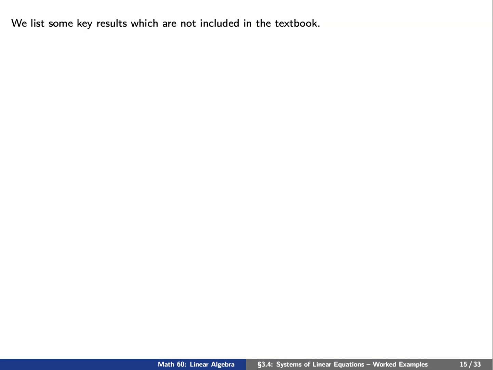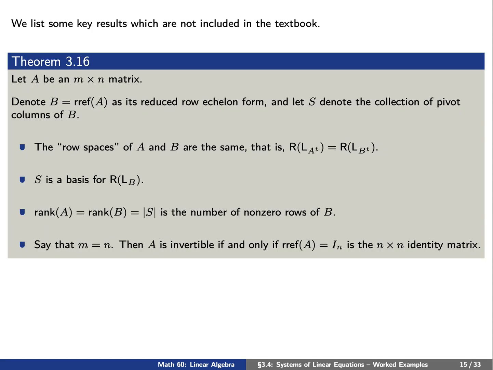Here are some key results which are not in the book, but we'll discuss some examples of these today. Let's say that A is an m by n matrix, and let B be the reduced row echelon form that we find by looking at Gaussian elimination. Finally, let S denote the collection of pivot columns of B. That is, they'll be those columns where we have the pivots of our matrix.